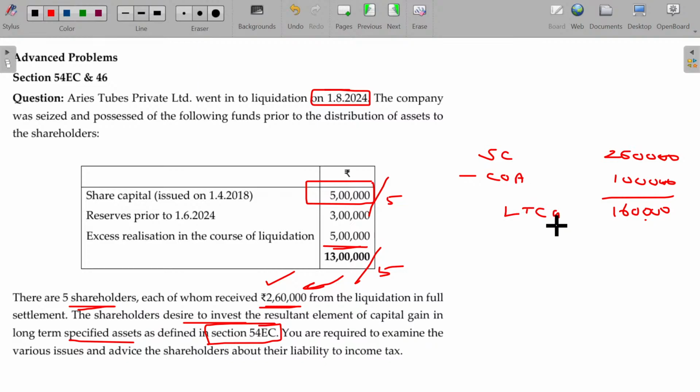Now, can we claim the deduction under section 54EC? Under section 54EC, you can purchase RECL bonds, PFC bonds, National Highway Authority bonds, and IRFC, Indian Railway Finance Corporation's bonds. So how much can you purchase?